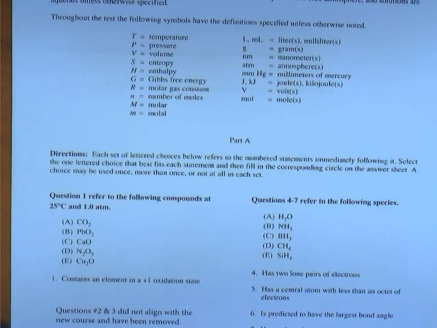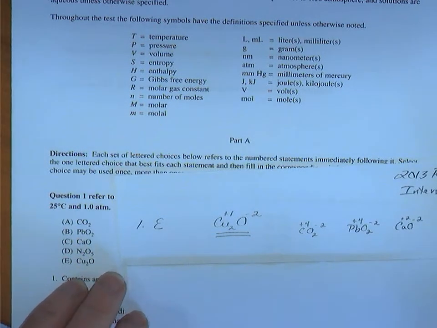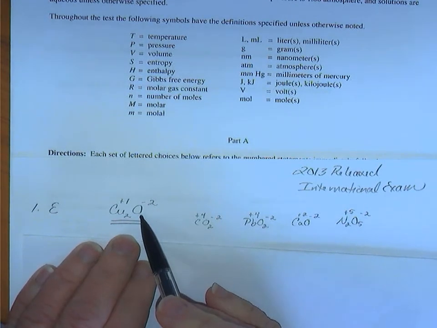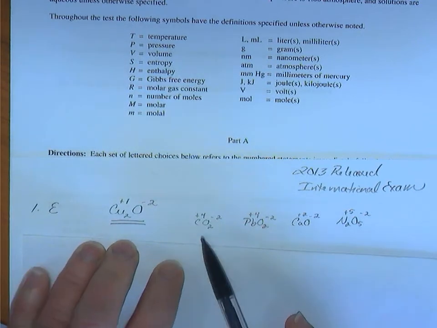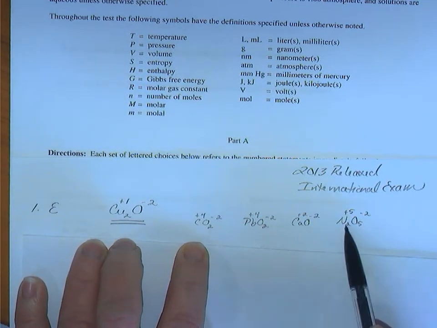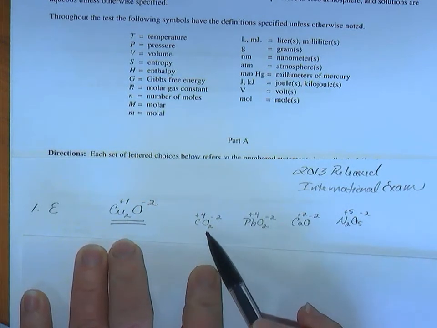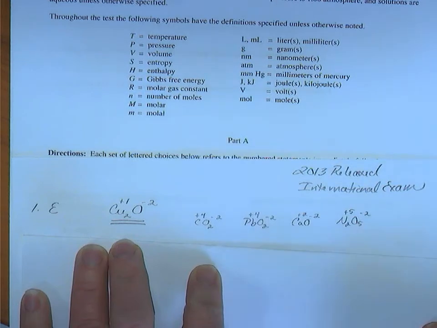in order to get the element that's showing a +1 charge, or oxidation state, would be letter E. To balance out the -2 charge, which we know oxygen primarily shows, there's 2 coppers, so each copper would be +1. And I went ahead and labeled the oxidation numbers that each of the elements in choices A, B, C, and D would be showing.